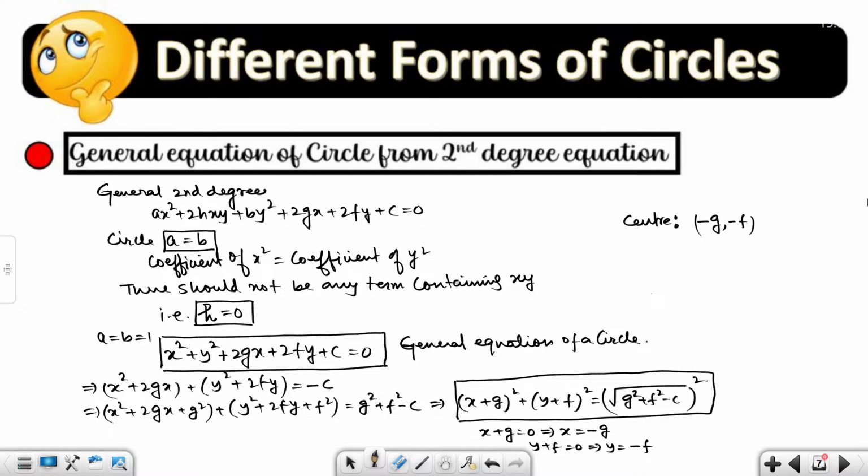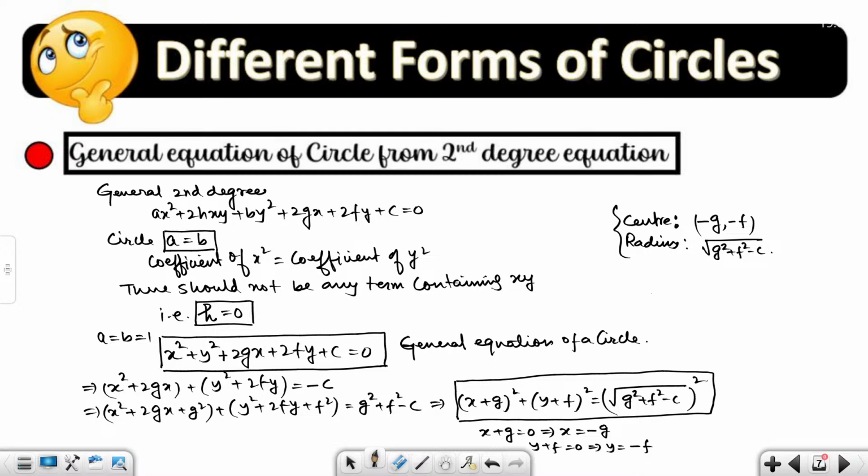So here we got the center, by putting x plus g equals to 0, as minus g and minus f. And what is its radius? Its radius will be the square root of whatever there is on the right hand side. That means your radius is basically root over g square plus f square minus c. That's it. So whenever this general second degree equation is given, its center will always be at minus g comma minus f, and radius will be root over g square plus f square minus c.